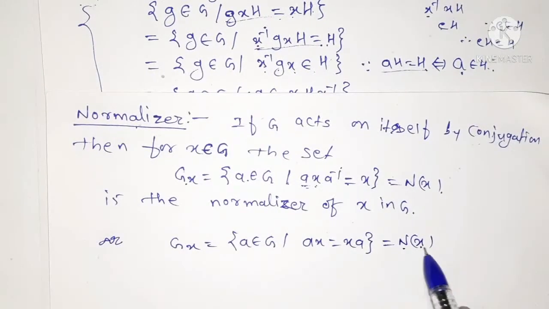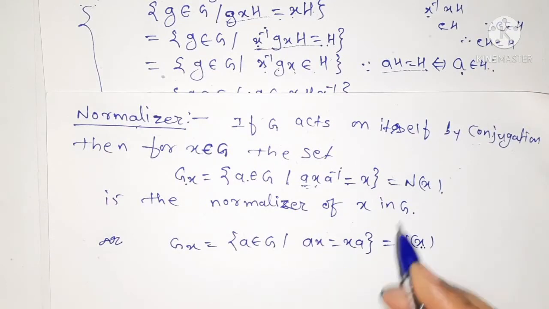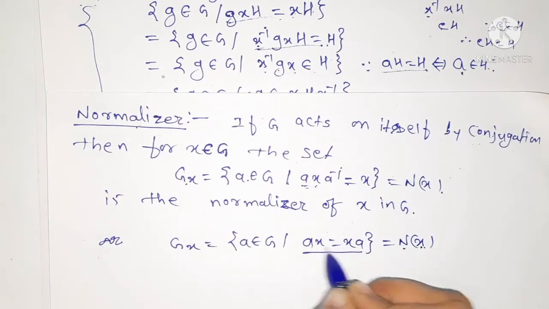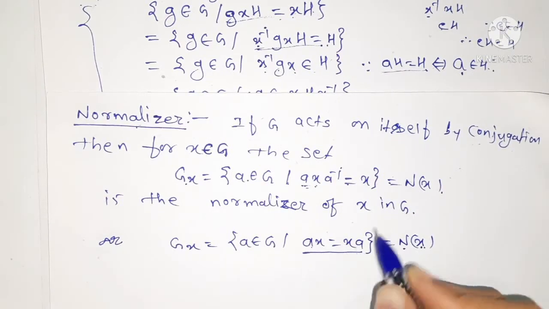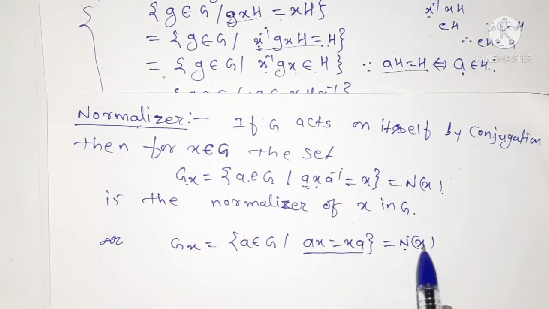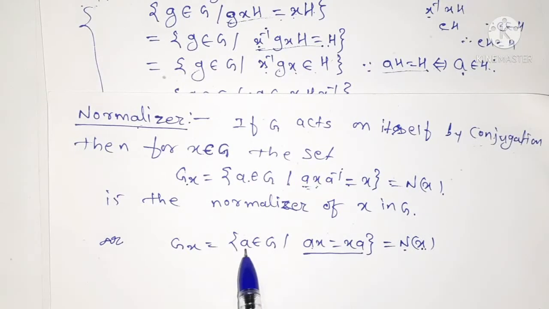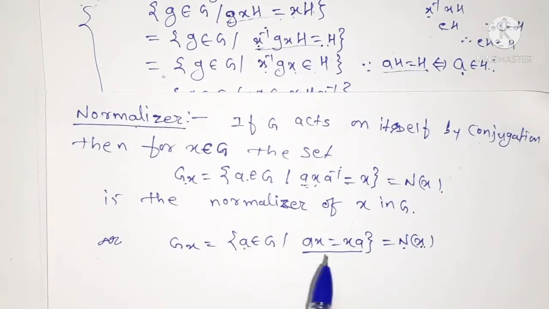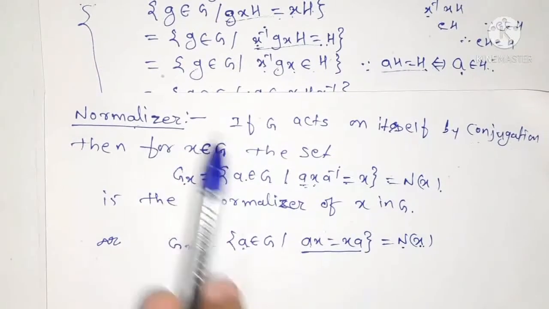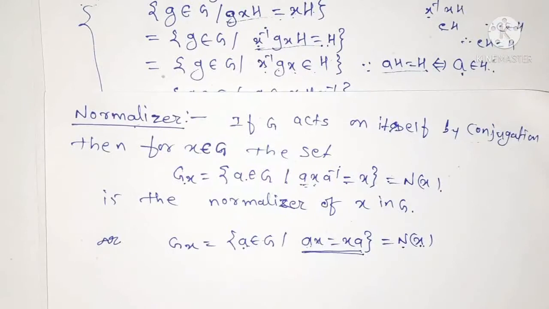So the normalizer of X is nothing but the set of all those elements which commute with this X. As you have seen here, Ax equals XA means X commutes with A, right? So what is the normalizer of the element X? The normalizer of this element X is the set of all the group elements which commute with this X. Okay, so to remember the normalizer set, we remember this condition, that it is the set which commutes with all the elements of the group G.